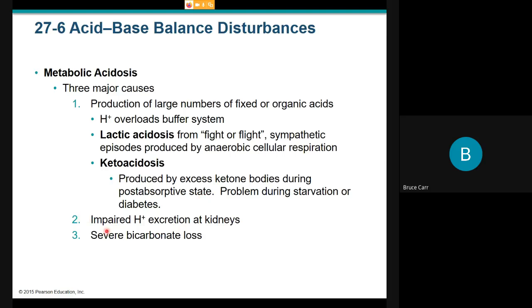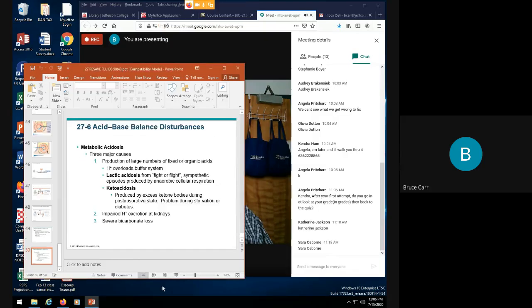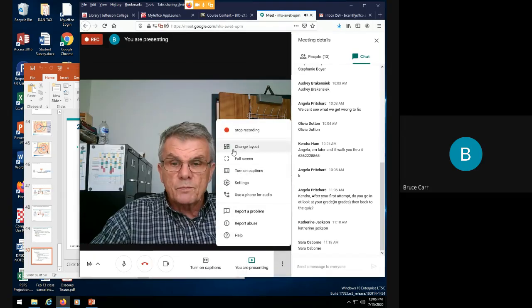The second cause, hydrogen ion secretion and excretion in the urine is impaired by a loss of kidney function. And the third is a severe bicarbonate loss and a loss of the buffering capacity. So this is the conclusion of chapter 27. We're doing very well with respect to our progress through the lecture material.